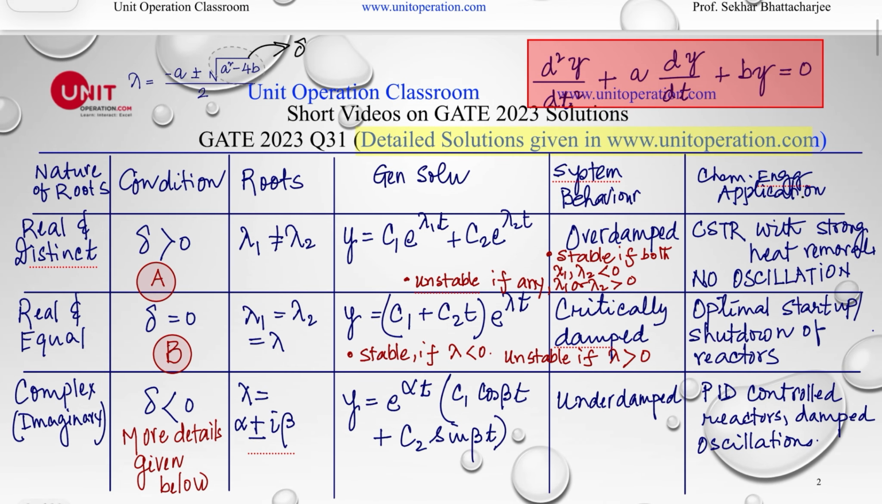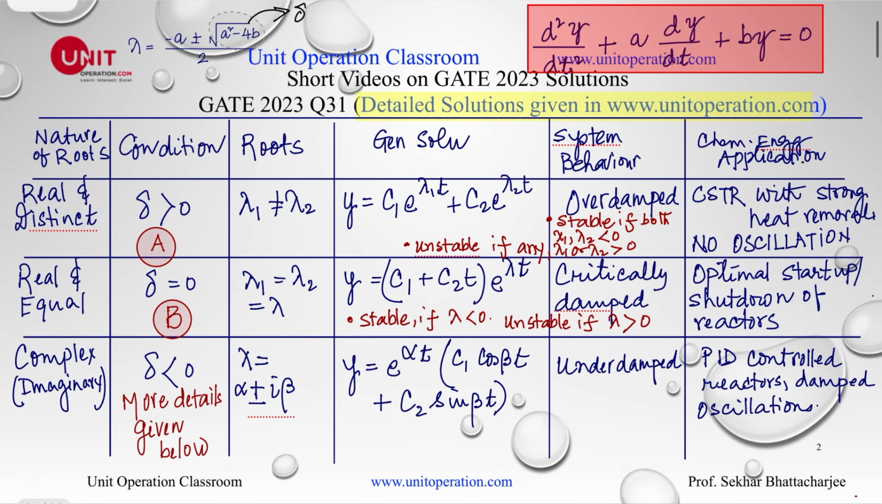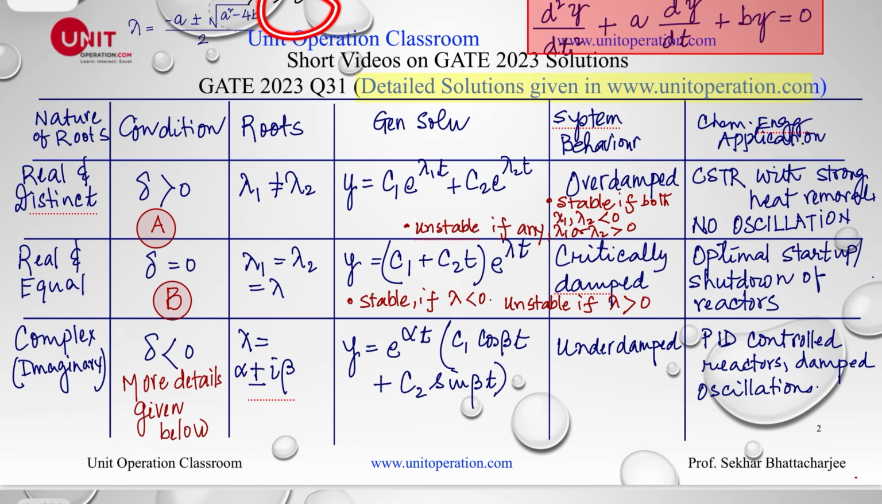Now let's look at the second situation, B, where the roots are real and equal. So the discriminant is equal to 0, and therefore we'll have lambda 1 equal to lambda 2. Of course, it's going to be equal to lambda. So that's that, and the solution is like this. Again, it is going to be stable if this is negative, as we can see, and of course, if it is positive, then it is not going to be stable. This will lead to instability.